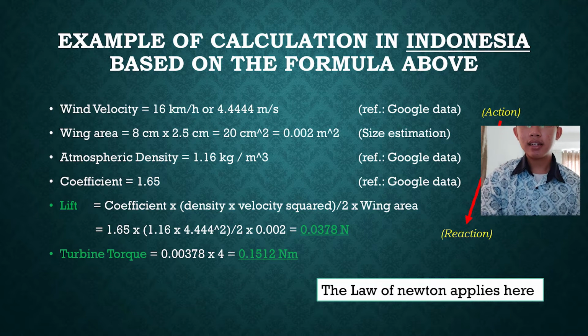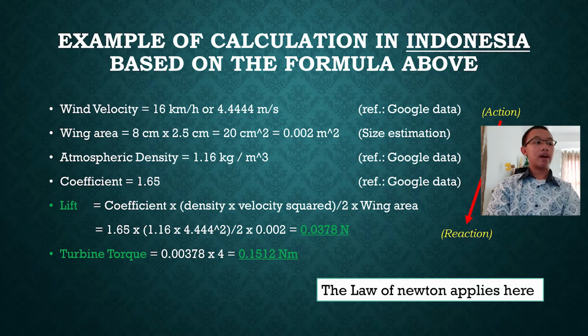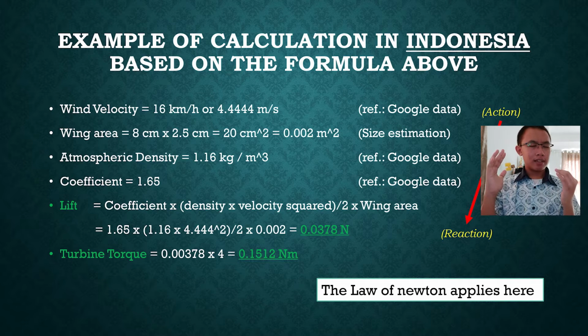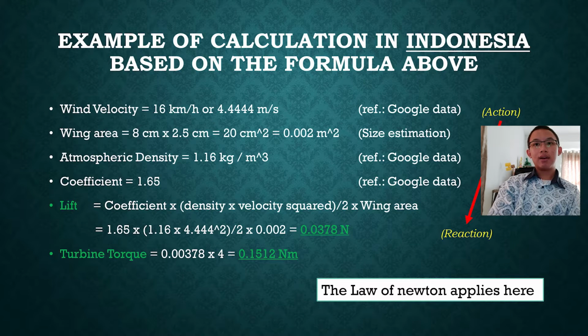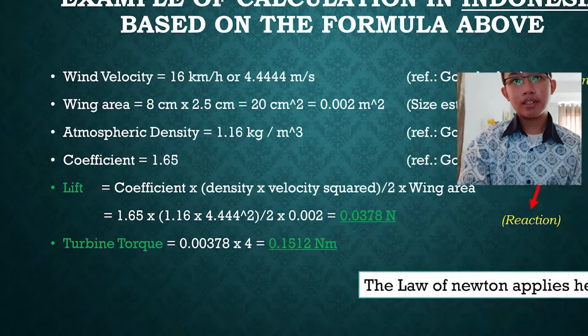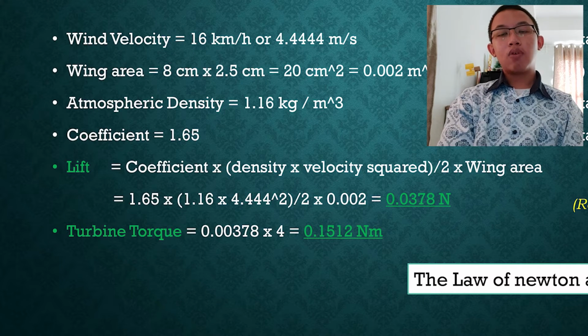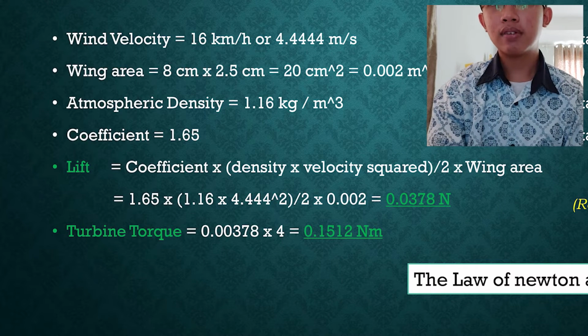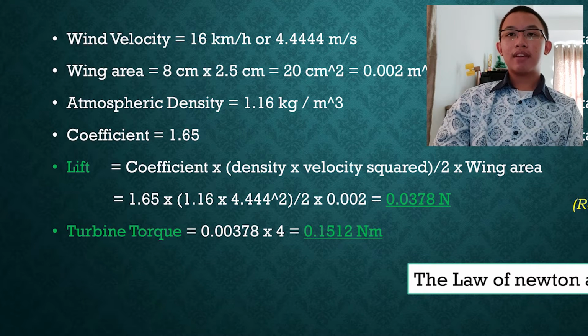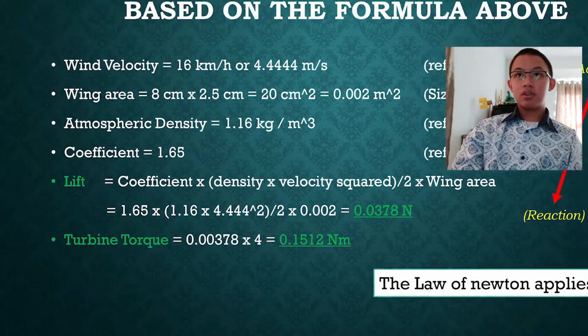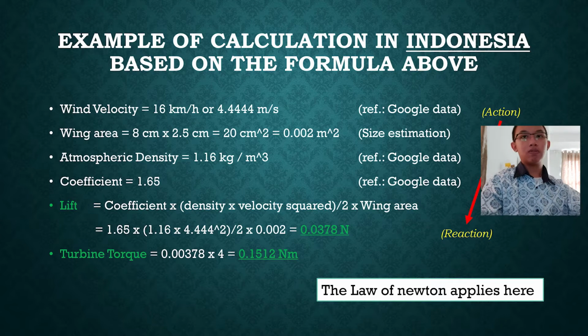The atmospheric density is 1.16 kilograms per cubic meter, and the coefficient is 1.65. This is just an estimation, it won't be as accurate as it seems. So according to the calculation based on the data we got previously, the lift is 1.65 times 1.16 times 4.444 divided by 2 times 0.002, which is 0.0378 newtons. So the total amount of turbine torque is 0.00378 newtons times 4, which equals 0.1512 newton meters. So this is how the lift calculation and the amount of torque is applied.